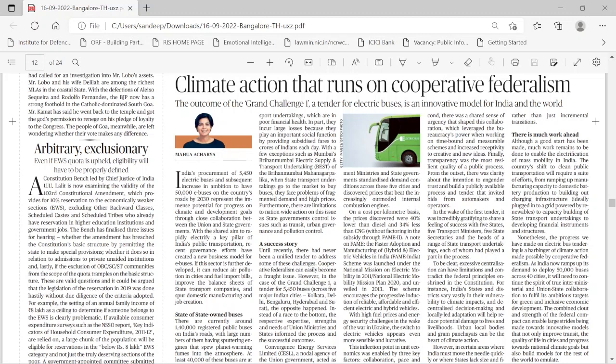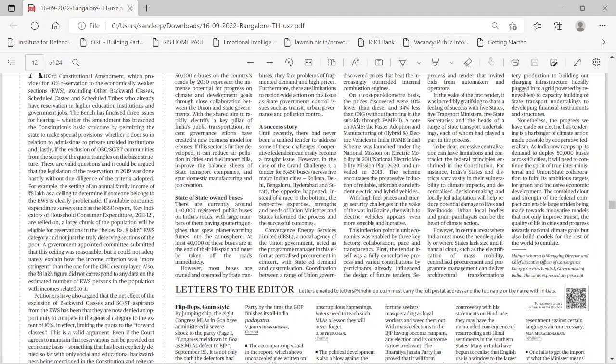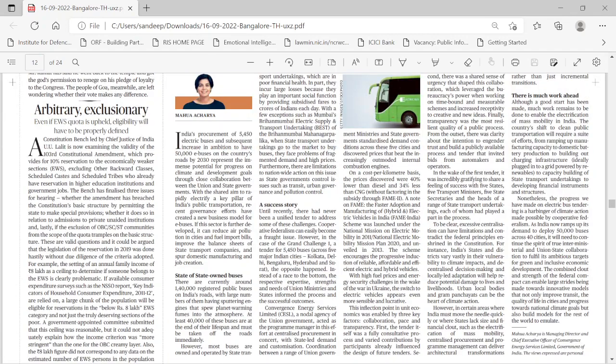Moreover, political parties must allow their MPs to participate in these committees without whip.